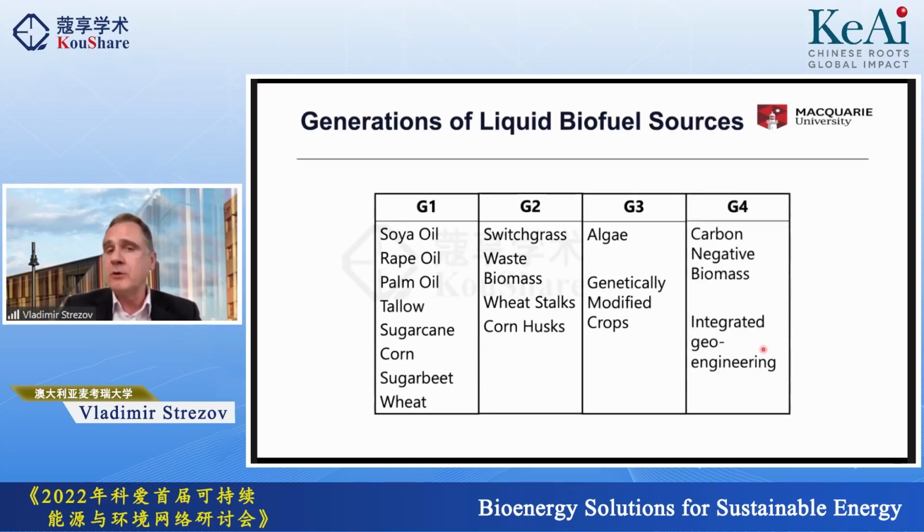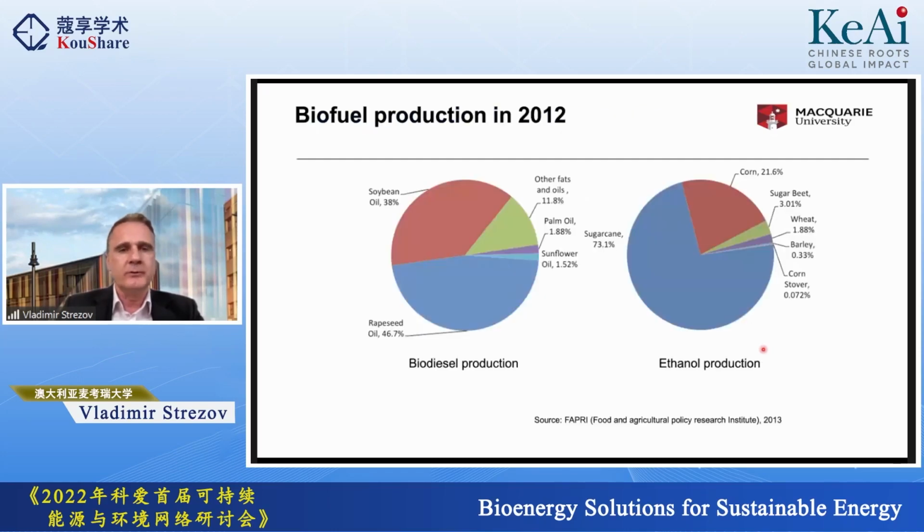But even moving to the fourth generation is producing carbon negative biomass. That means producing these energy crops or biomass in a way that reduces greenhouse gas emissions or pollution, or improves the soil quality. I will talk about those types of systems, where we can see the future of bioenergy will move. But first, let's look at biofuel production.